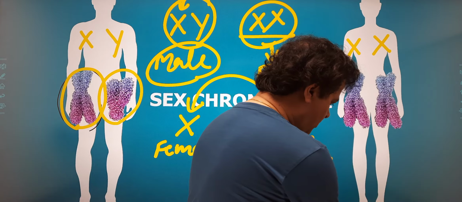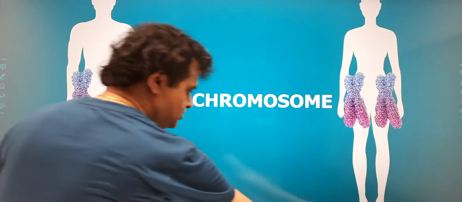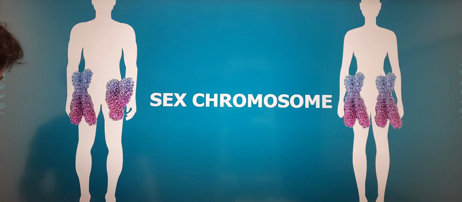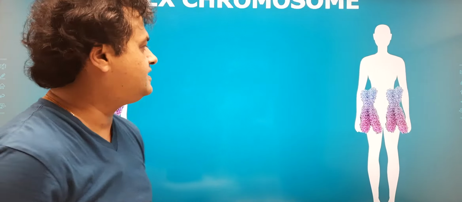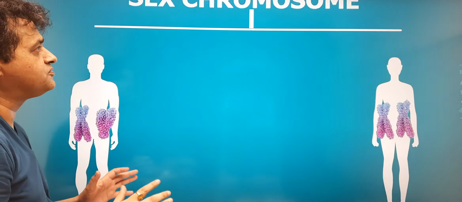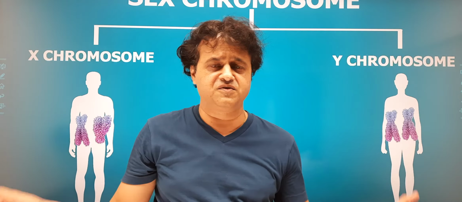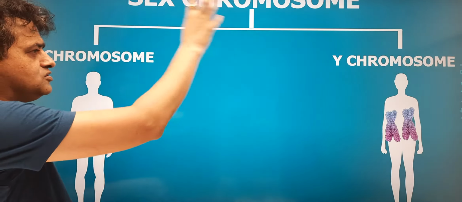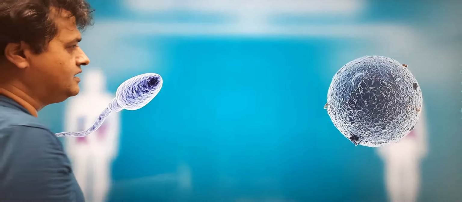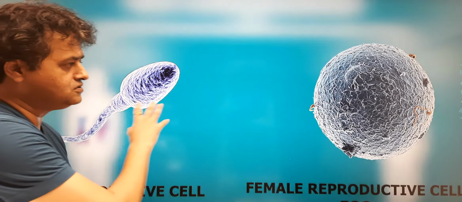Let us see how. In this video, we will try to understand how it happens, from where X and Y come. When we talk about the distribution of chromosomes, the distribution of genes, we need to understand that these X chromosome or Y chromosome go into the gametes.